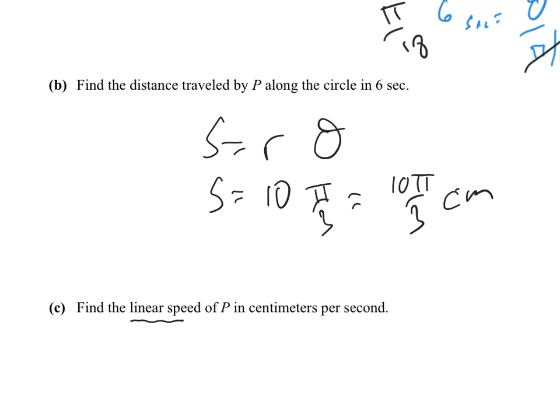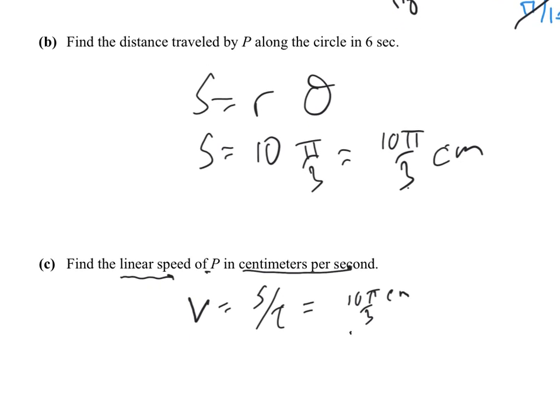Find the linear speed of P in centimeters per second. V was S over T. You can go back and look at the other slide, and you'll see it was there. S, I just did S, 10 pi over 3, and obviously that was centimeters. Over the time, which was 6 seconds. So you got your centimeters per second.